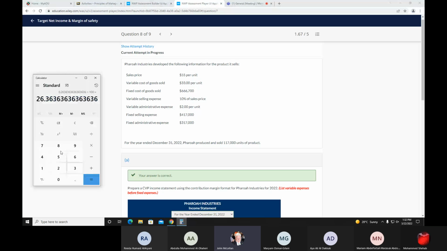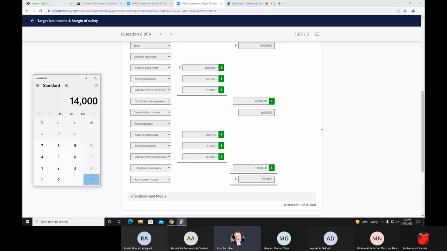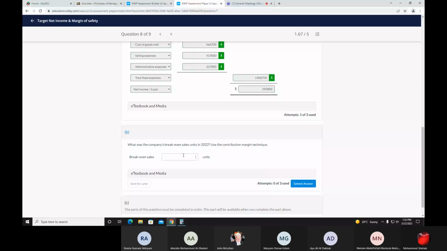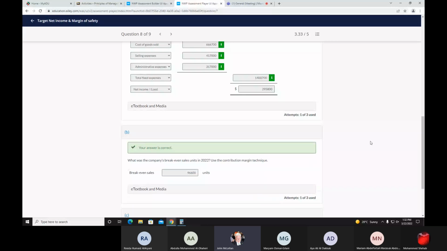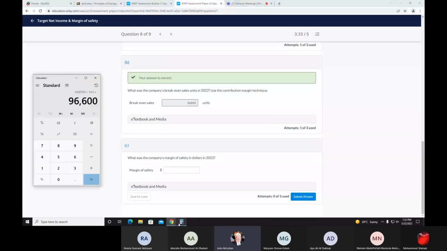So now divide the fixed costs, which you have calculated down below, by 14.5. And break even, you say, would be 96,600. Very good. Any questions?